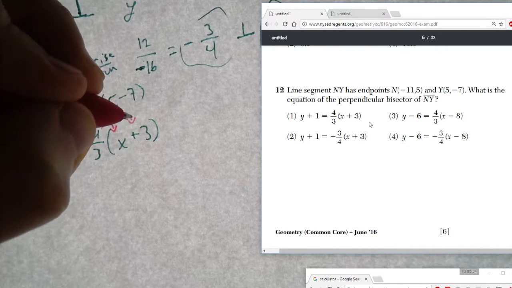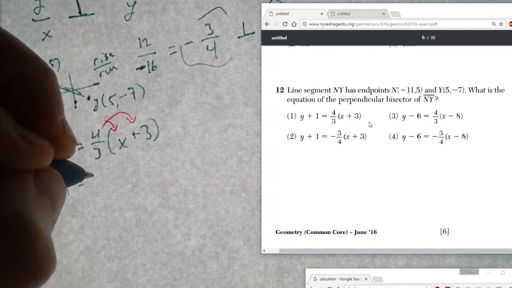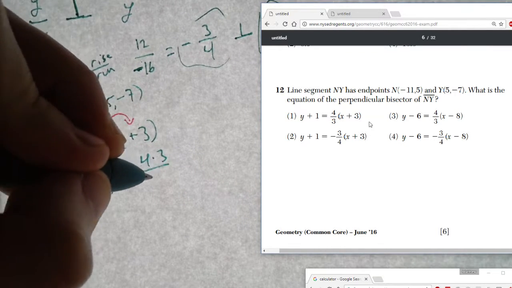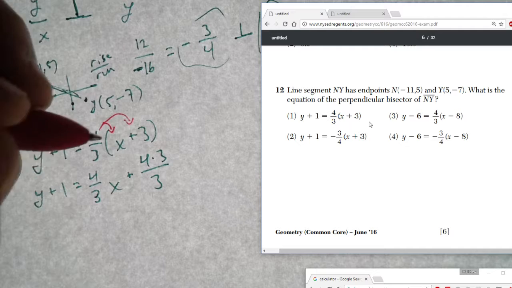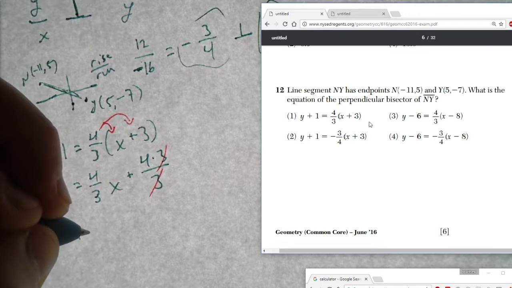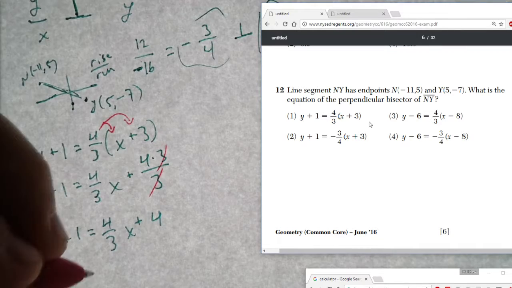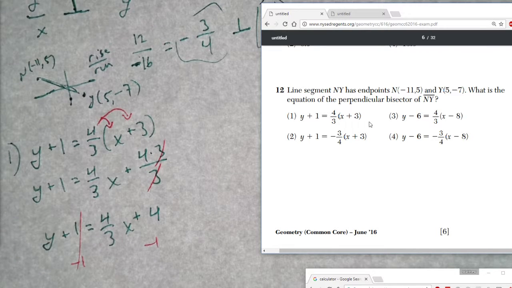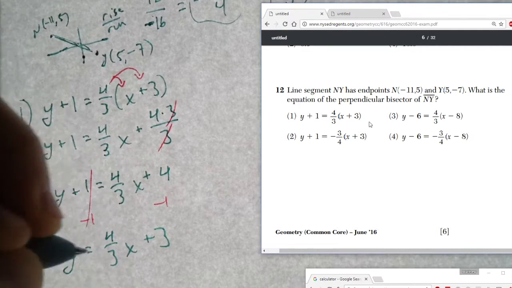So here I will distribute that 4/3. I'm going to rewrite everything. y plus 1 is equal to 4/3 x plus 4 times 3/3. All I'm changing here is that 3 divided by 3 is 1, 4 times 1 is 4, so those will cancel out. I'm left with y plus 1 is equal to 4/3 x plus 4. Take away the 1 from both sides to get the y all by itself, and I am left with y equals 4/3 x plus 3.